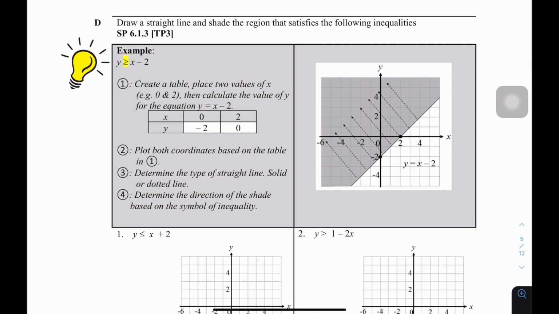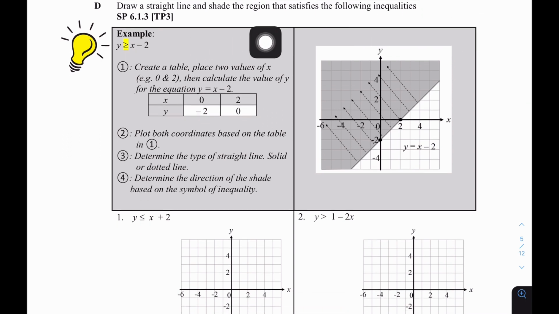Okay, next we have D. Draw a straight line and shade the region that satisfies the following inequalities. The question will only give you these inequalities, so awak kena lukis sendiri dia punya line, kemudian shadekan dia punya region.